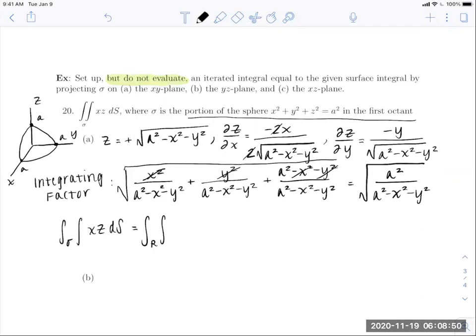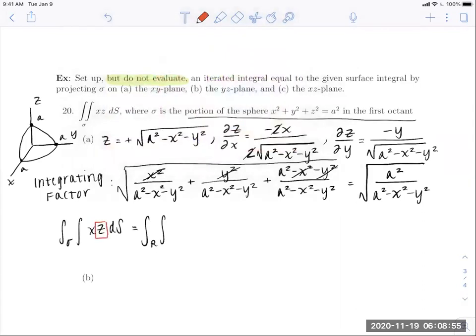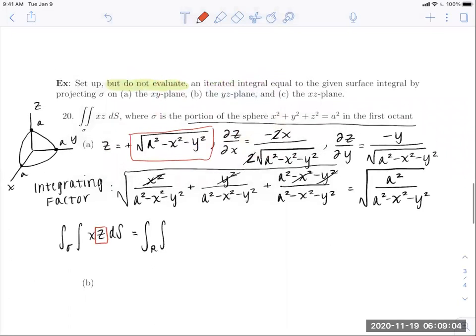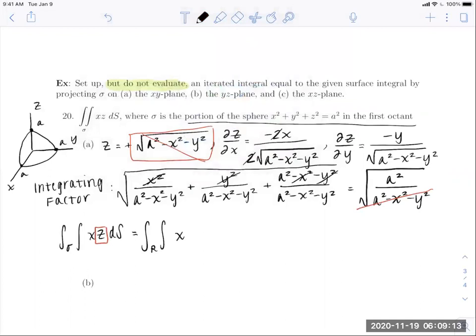Now look, what I have is xz. Remember that I want to replace z with what I had solved for in terms of x and y, but I'm also going to multiply by my integrating factor. So this z is going to cancel with this denominator. And so I'm not even going to show that step, but what I get is an x times, and all that's left over of my integrating factor is the square root of a squared. A is positive because it's a radius, so that is just a, dA.